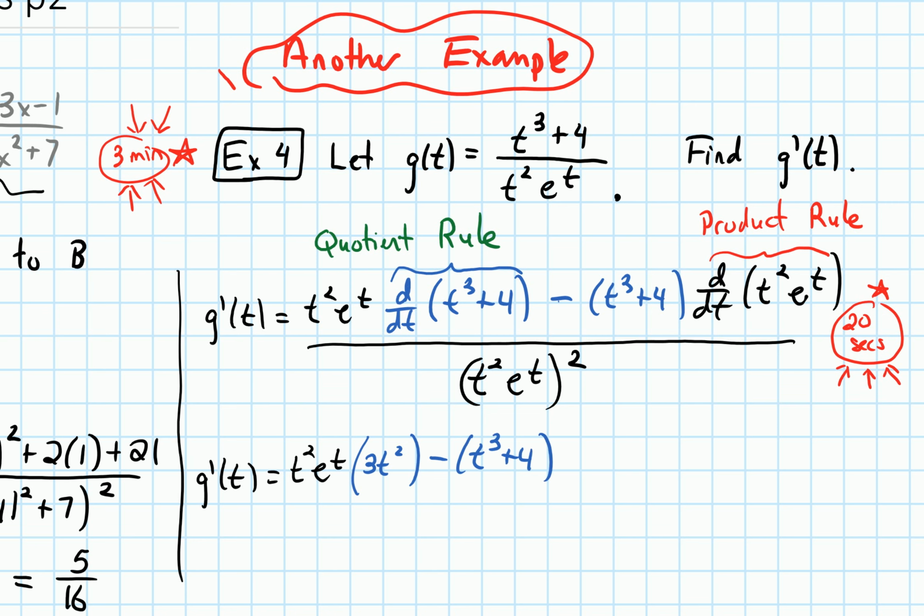And now we're going to need to do a product rule in this last parenthesis. So I'm going to give myself a big bracket here so I can write down all the terms that show up from the product rule. So remember, the product rule is the first function, t squared, times the derivative of the second, so times the derivative of e to the t, plus the second, so plus e to the t, times the derivative of the first, so times the derivative of t squared.